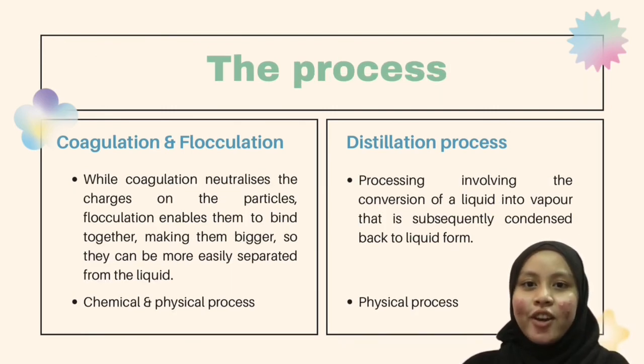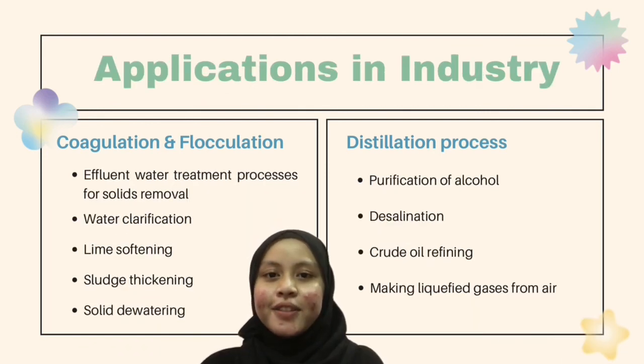Now we look at the difference in their process. In the coagulation and flocculation process, while coagulation neutralizes the charges on the particles, flocculation enables them to bind together, making them bigger so they can be more easily separated from the liquid. While in the distillation process, the processing involves the conversion of a liquid into vapor that is subsequently condensed back to liquid form. Coagulation and flocculation is a chemical and physical process, while distillation is just a physical process.